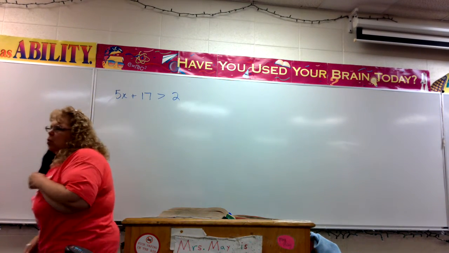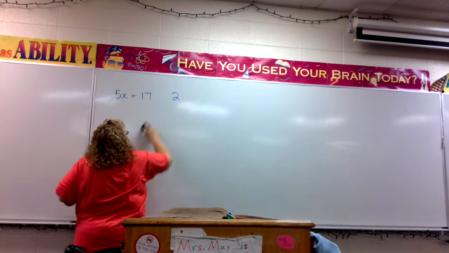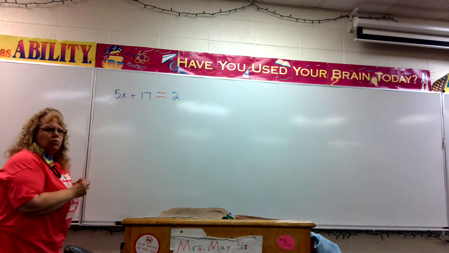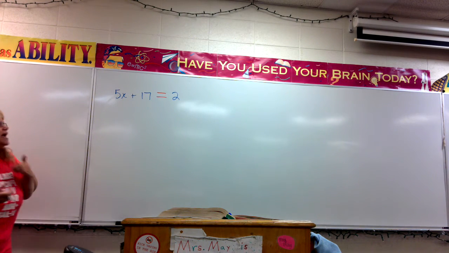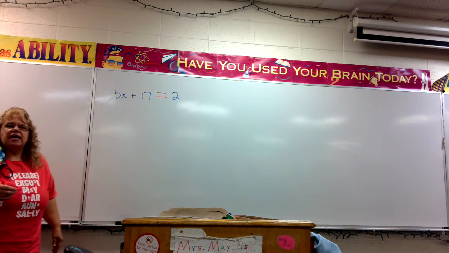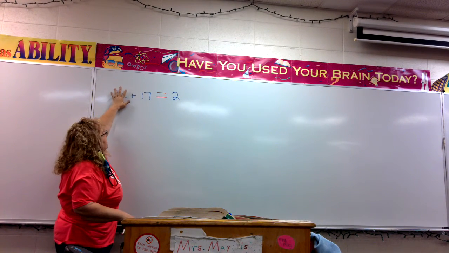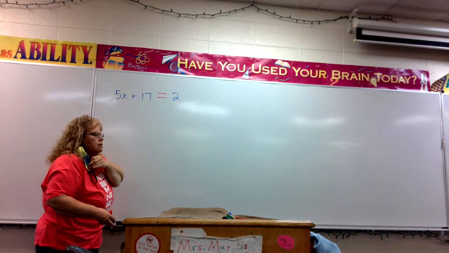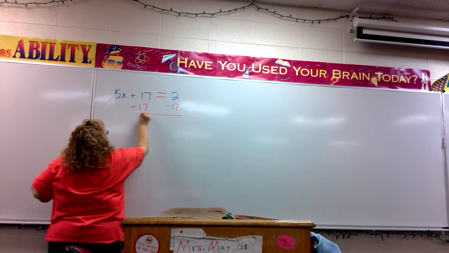So when you solve an inequality, the first thing you do is pretend that's an equals. You pretend it's an equals, and you do everything the same. How would you solve this if you were solving it? Well, you'd get all the x's together first. Guess what? They're all together already. Once you get all the x's together, then you get rid of what's with it. How do you get rid of that 17? Right, good. You minus 17 from both sides.